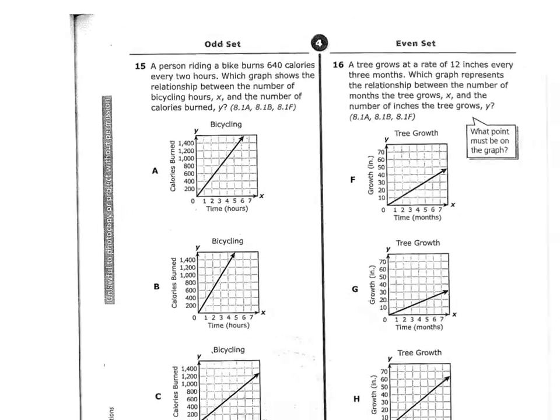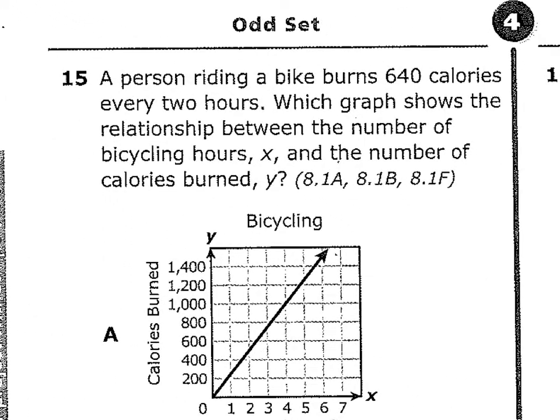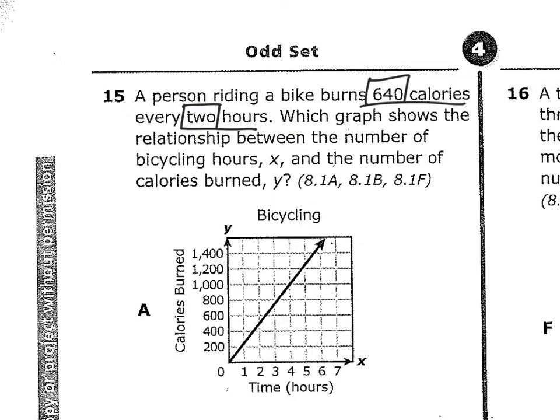All right, last one I'm going to do. I'll do 15. You guys will have 16. So number 15 says a person riding a bike burns 640 calories every 2 hours. Which graph shows the relationship between the number of bicycling hours X and the number of calories burned Y? Well, here's our important thing. We're talking about 640 calories every 2 hours. That 2 is extremely important. We could simplify it or get a unit rate, but honestly, all we're going to do is look for that 2.